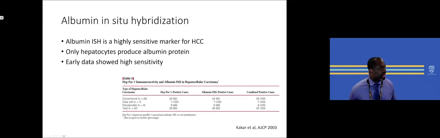Albumin in situ hybridization is a relatively new marker to be used widely, but has been used in our practice for some time, going back almost 20 years, as a highly sensitive marker for HCC. What led to its use is that only hepatocytes produce albumin protein. But I want to emphasize that the production of the protein, while specific to hepatocytes, the production of the RNA, which is what the in situ hybridization detects, is not 100% specific to HCC.